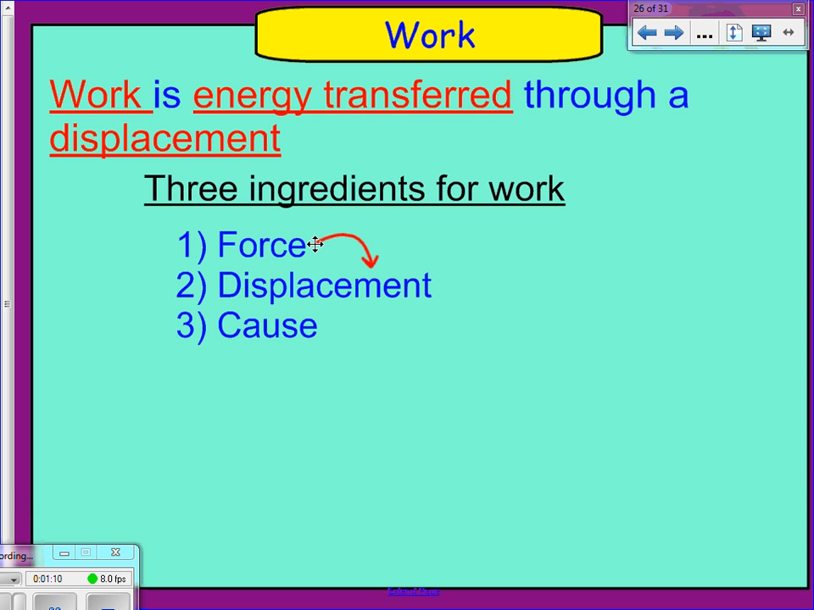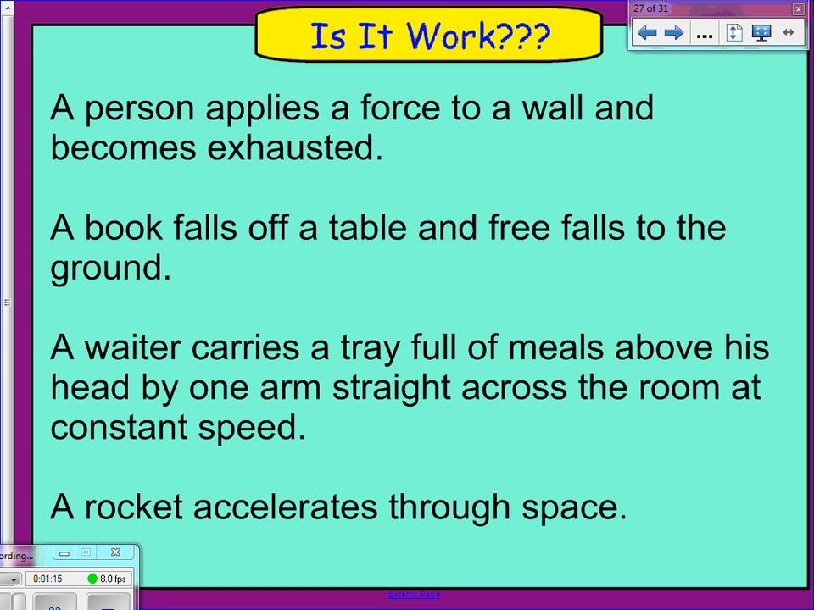So let's look at some examples so we can understand what this means. Let's imagine a person is applying a force to a wall and becomes exhausted. So you're pushing a wall, trying to make it move with your brute strength. Even though you are applying a force to the wall, it does not change its position. It doesn't displace. And so there would be no work in the first example.